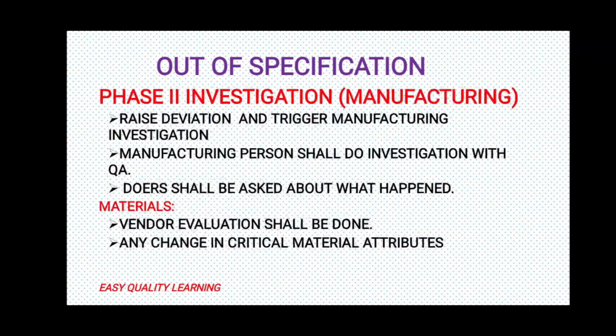In materials, vendor evaluation shall be done with reference to the manufacturing location of the vendor, whether vendors are the same for active ingredients and other critical ingredients. It needs to be checked that from whatever vendor we were getting materials historically, we are getting them from the same vendors, or whether there is any change in critical material attributes. Critical material attributes means if there is any change in particle size, or any change in nature of material, or some other vital information we are getting from our operators and chemists, that can be taken into consideration for material attributes.